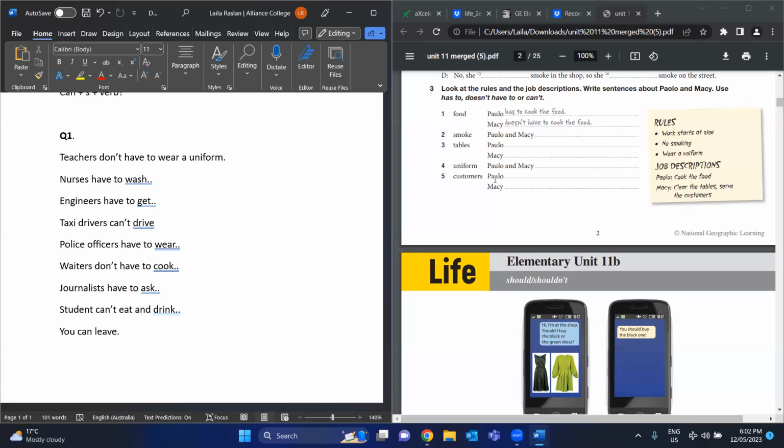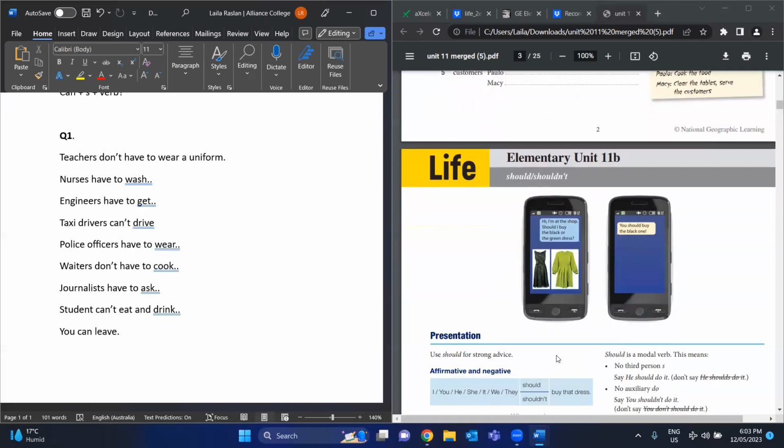So Polo doesn't have to serve the customers because Marcy has to serve the customers. There's not an option. It's very important that Marcy does it and Polo doesn't do it. Yeah, it's very specific. Marcy has to do it. Polo doesn't. It's not in his job. So any more questions about that?